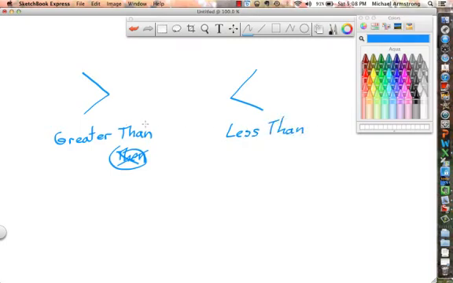Okay, than has to do with comparing two things. The word then has to do with a time. Like we're going to do it later on today. Like we're going to do it then.